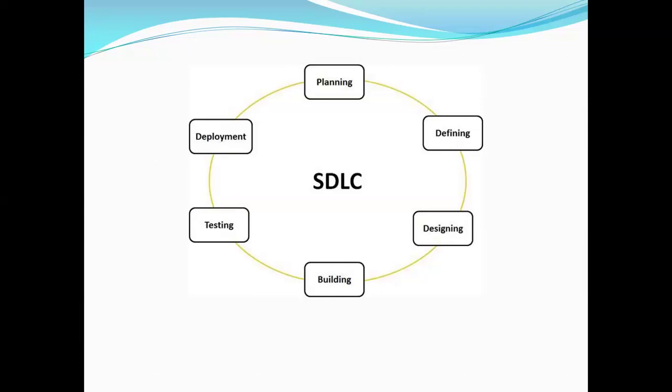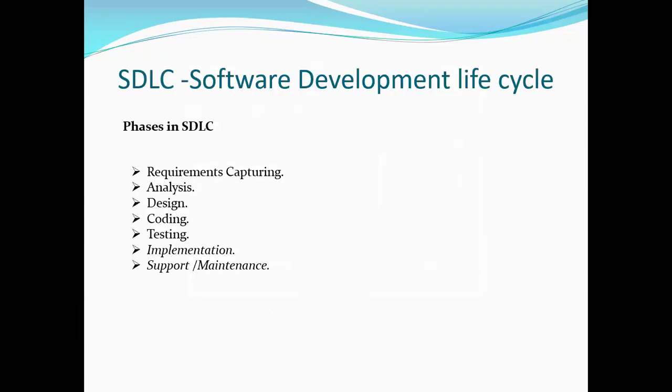You can tell it like this, or if you don't want to, you can go with this one: requirement capturing, analysis, designing, coding, testing, implementation, and support and maintenance. But please do not break the cycle. You cannot say design, analysis, requirement, implementation, support and maintenance, testing, coding. Please don't say it like that. It should be in order. It's a cycle, so you need to tell it in order.